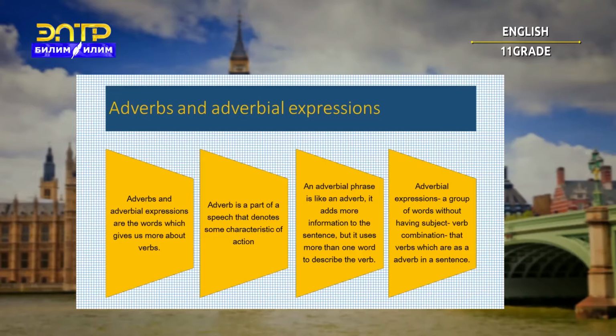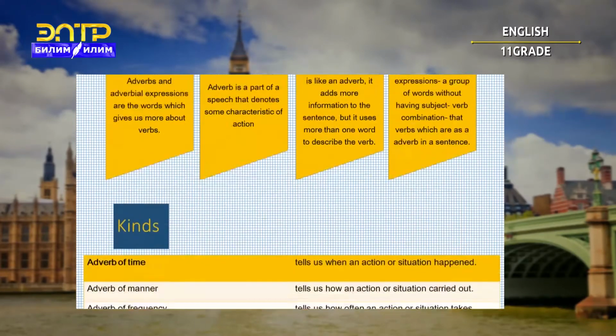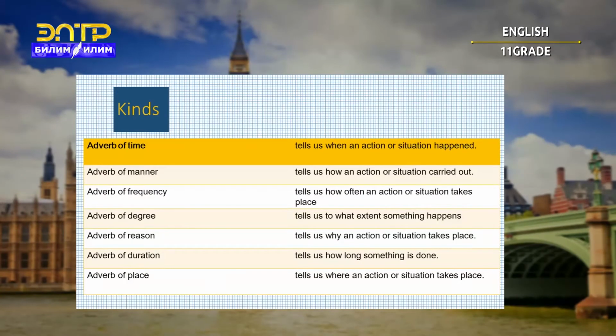Let's learn kinds of adverbs. Adverb of time tells us when an action or situation happened. Adverbs of manner tell us how an action or situation is carried out. Adverb of frequency tells us how often an action or situation takes place. Adverb of degree tells us to what extent something happens.